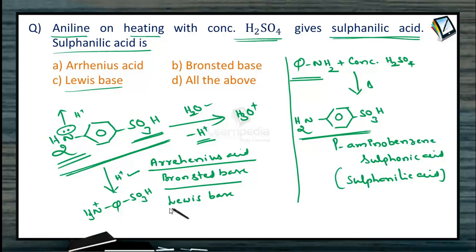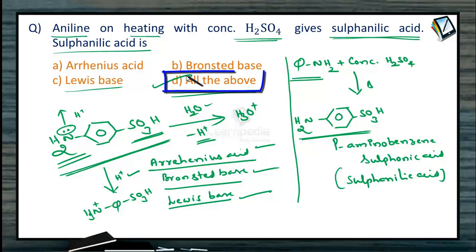So thus it is an Arrhenius acid, Bronsted base, Lewis base. Therefore what is the answer to be selected? All the above. So therefore D is the option.